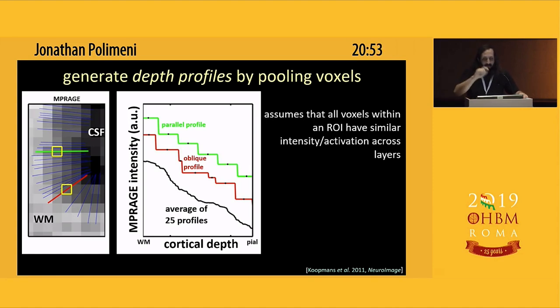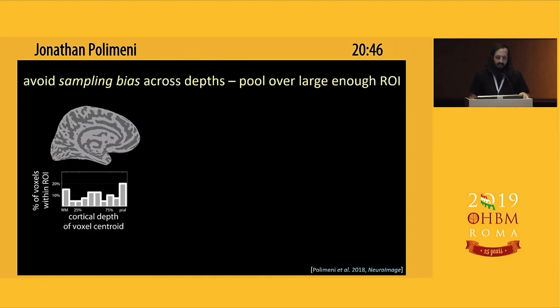Now, this assumes that all voxels within the ROI have a similar intensity or fMRI activation across layers. This is a pretty strong assumption, and the natural inclination with this assumption is to choose an ROI that's as small as possible. But there are some problems when we do this. This can introduce sampling biases across depths. So if you consider a very small ROI in the visual cortex, it might be hard to see.